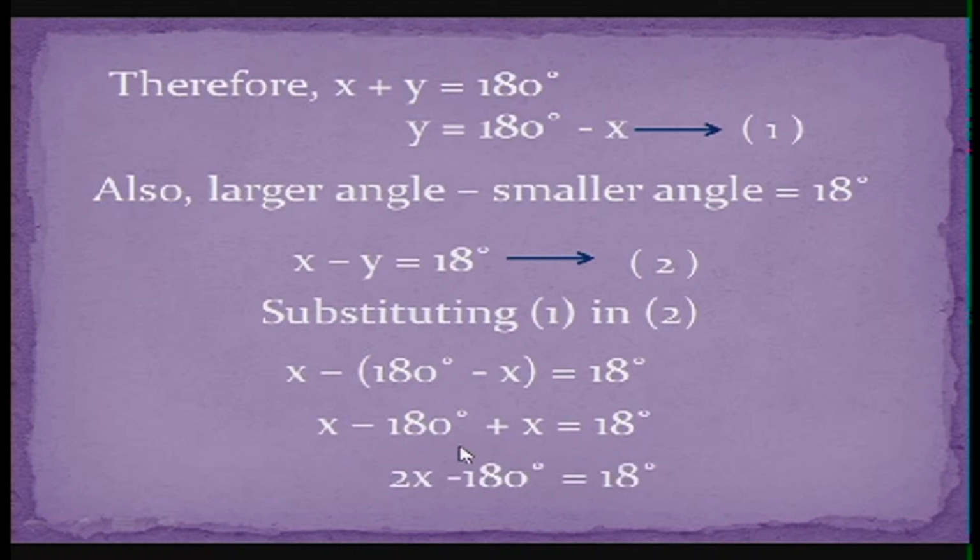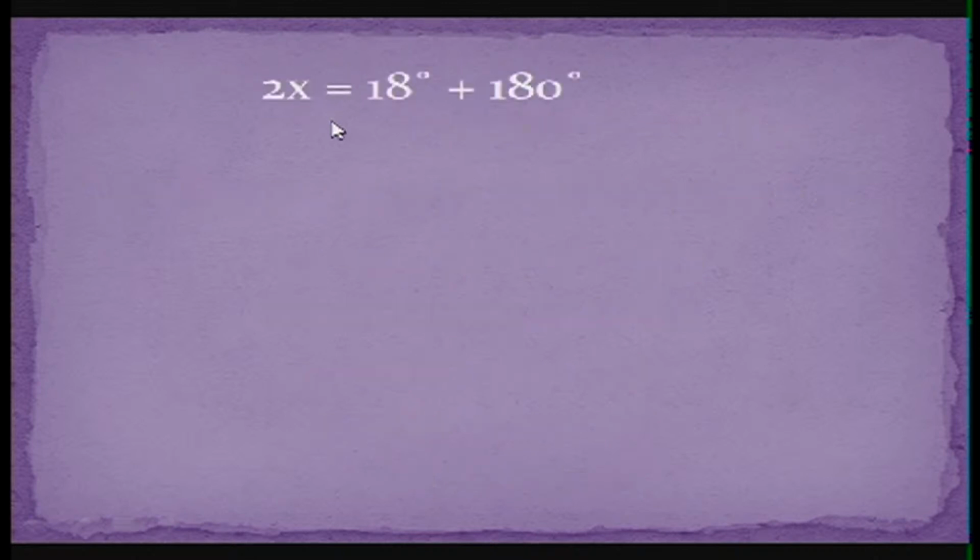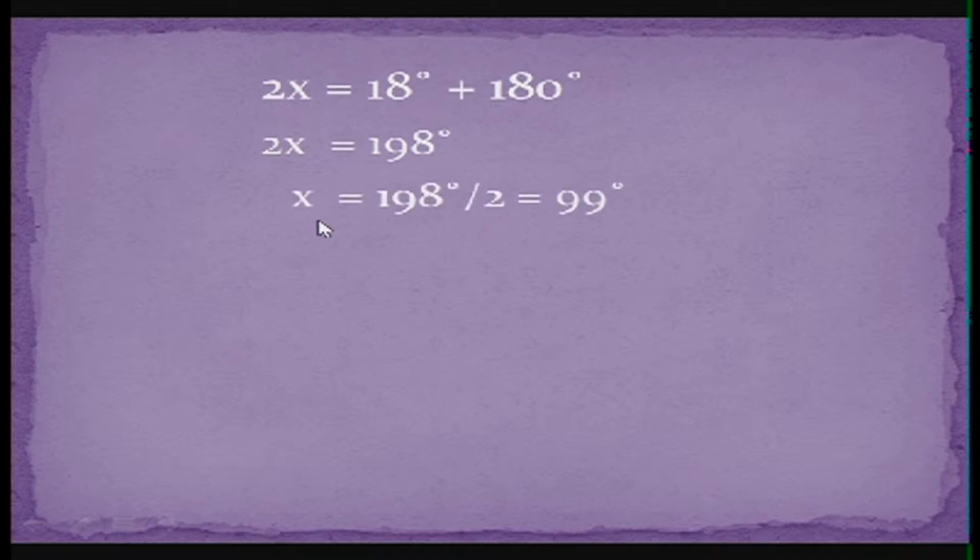Now, when we add up x and x, we get 2x minus 180 degrees is equal to 18 degrees, which means I am transposing this minus 180 to the other side. I get 2x is equal to 18 degrees plus 180 degrees, which means my 2x is equal to 198 degrees. So, my x is 198 degrees by 2, which is 99 degrees, which means my larger angle is 99 degrees.